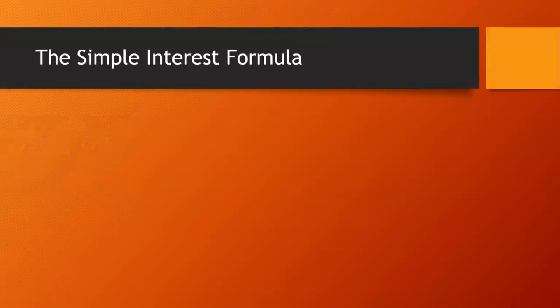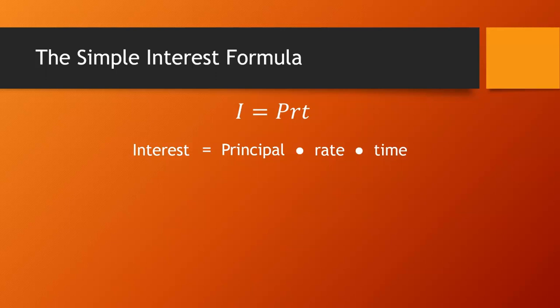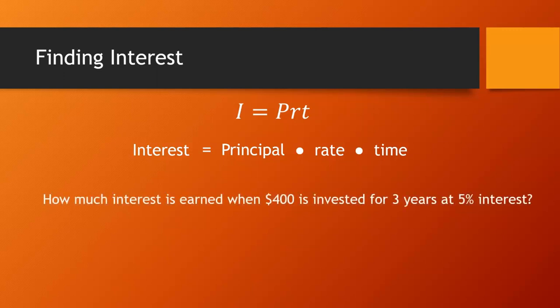The simple interest formula relates interest, principal, rate, and time for either investments or loans. Often we see the formula used to find the interest when we know the principal, rate, and time. Here's an example of a problem like that. How much interest is earned when $400 is invested for 3 years at 5% interest?